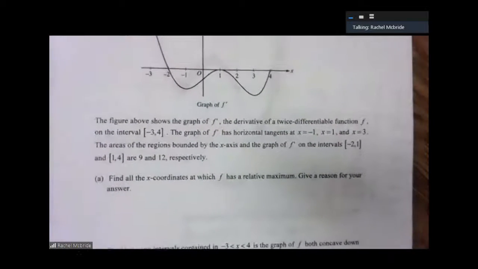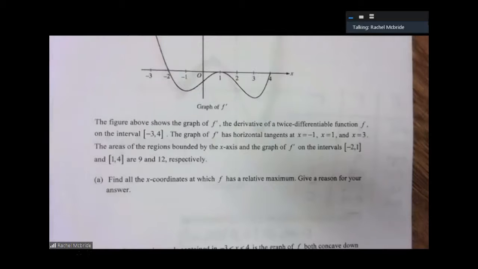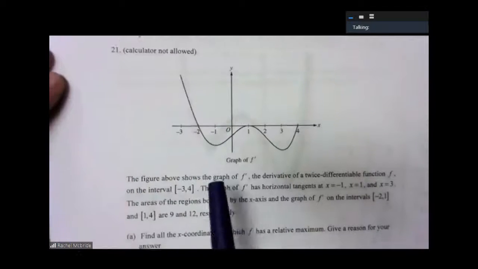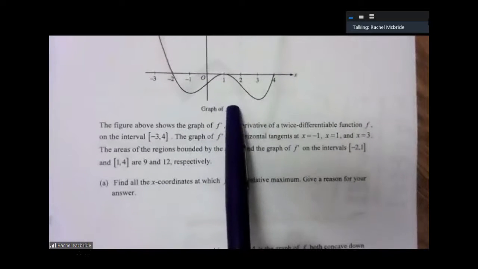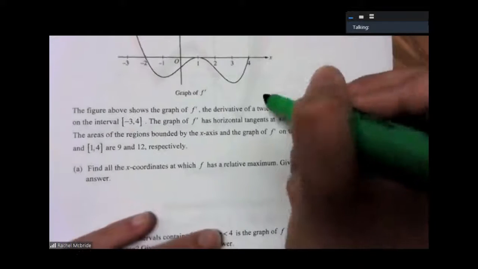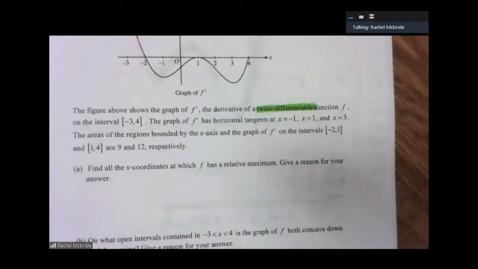Okay, so what I want to do is start with some free responses for you. This was from about 5 years ago, and it says that this is a calculator not allowed. And we have the figure of the graph of f prime. We are told that this is key, twice differentiable. So remember, differentiability implies continuity. Continuity doesn't imply differentiability. But we're told that it's twice differentiable, which means the second derivative can also be taken.